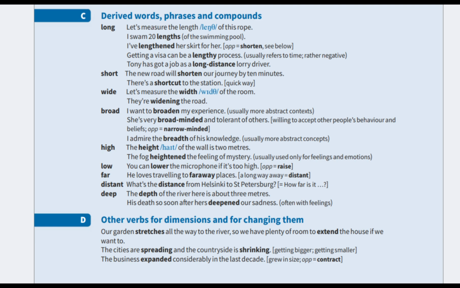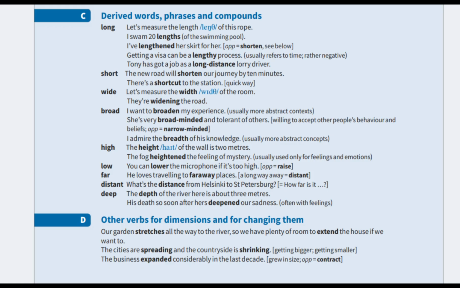Words derived from short. The verb shorten means to make something shorter or reduce the time it takes. For example, the new road will shorten our journey by 10 minutes. A shortcut is a quicker or more direct route to a place. For example, there is a shortcut to the station. Words derived from wide. The noun related to wide is width. For example, let us measure the width of the room. The verb widen means to make something wider. For example, they are widening the road.